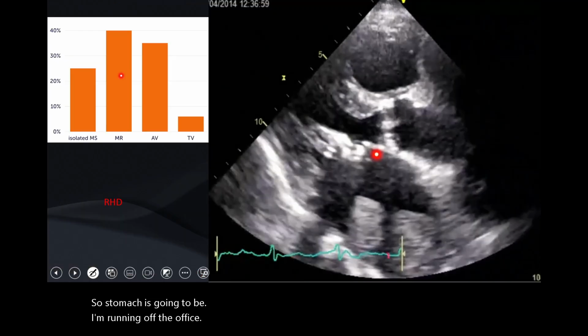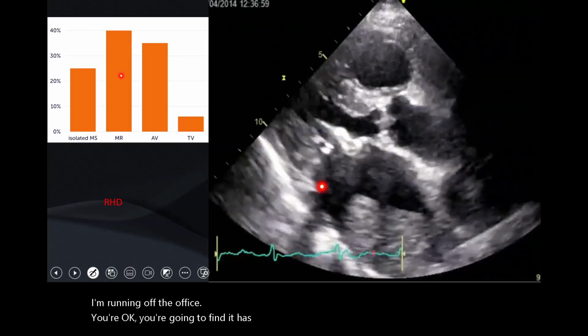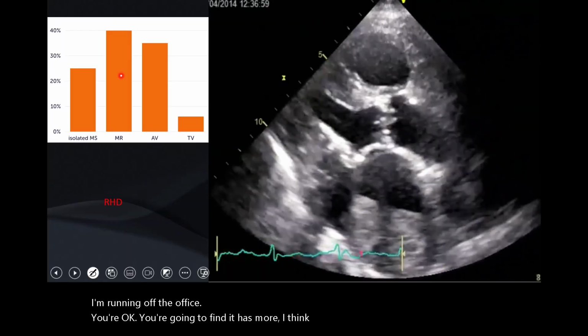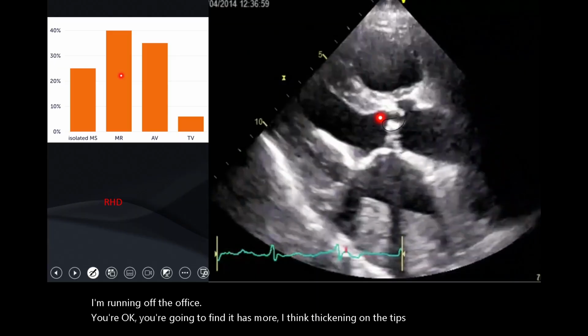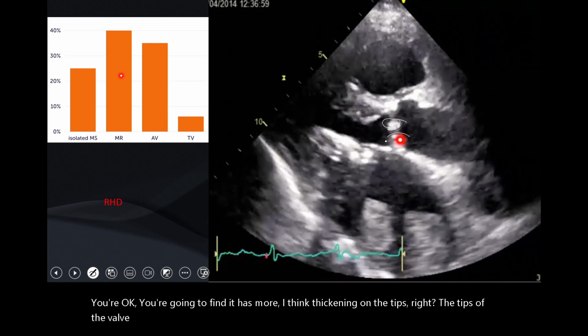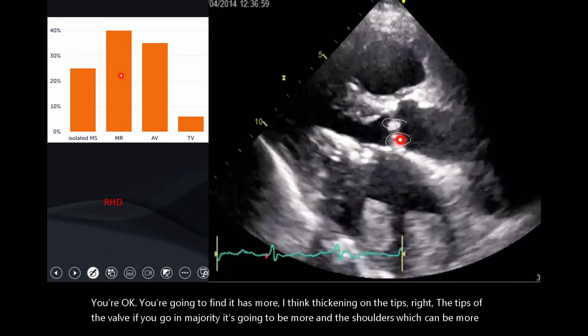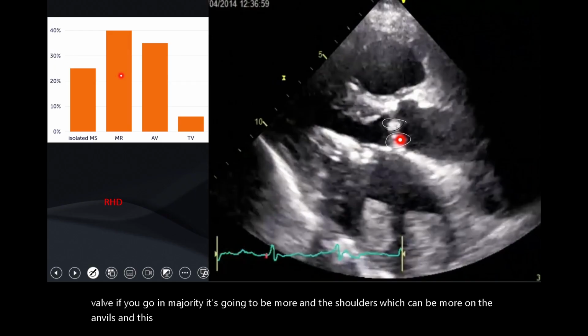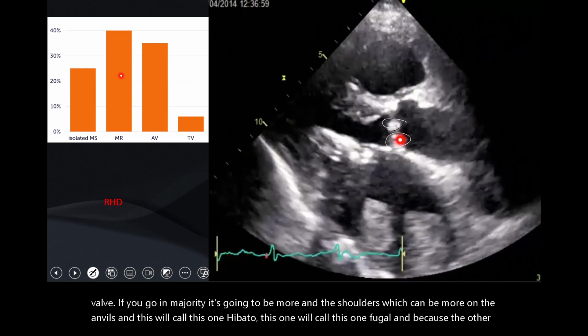You look here, you're going to find that it has more thickening on the tips, right? The tips of the valve. If you go in degenerative, it's going to be more in the shoulders, which is more on the annulus. This one we call focal, and the other one we call petal.